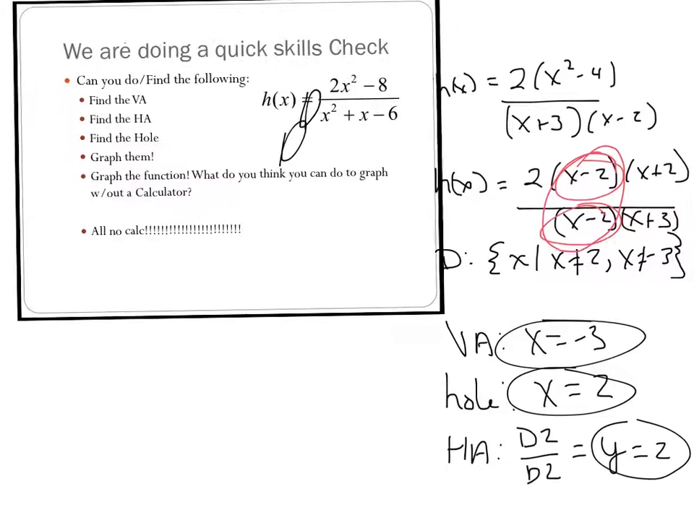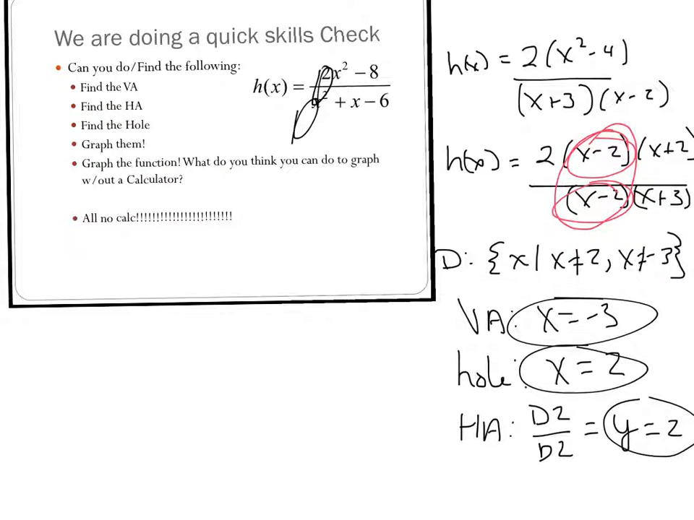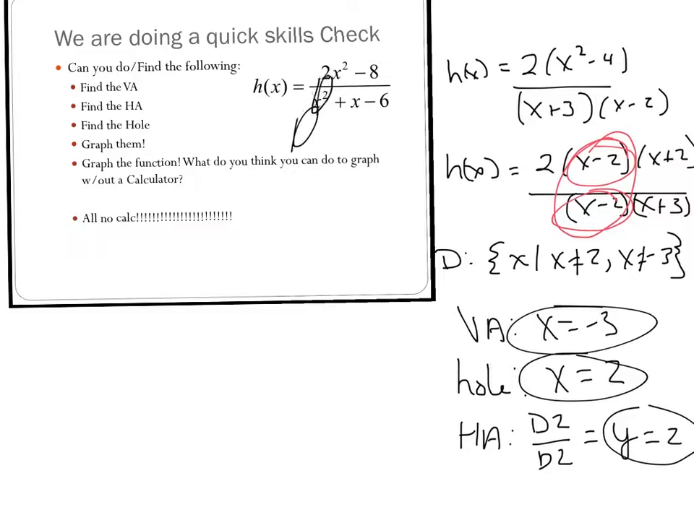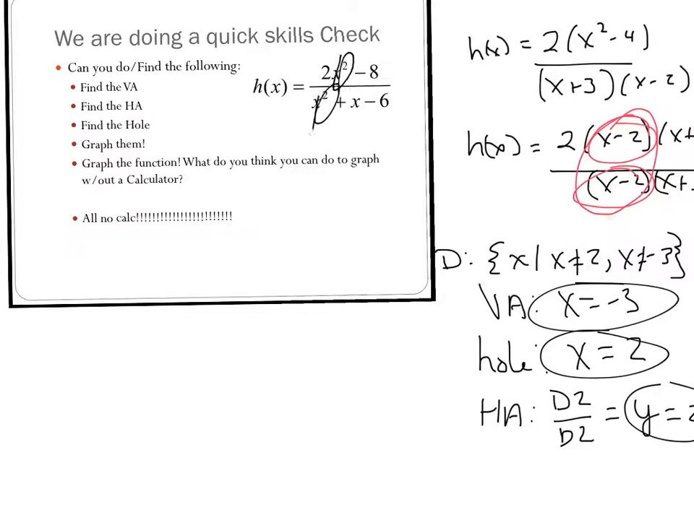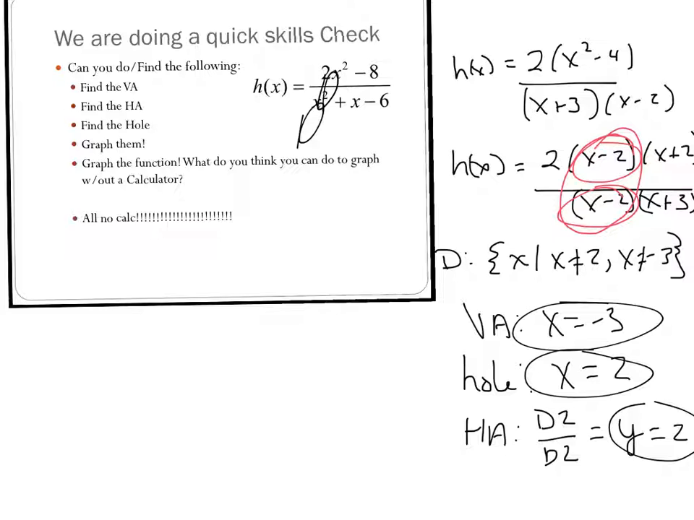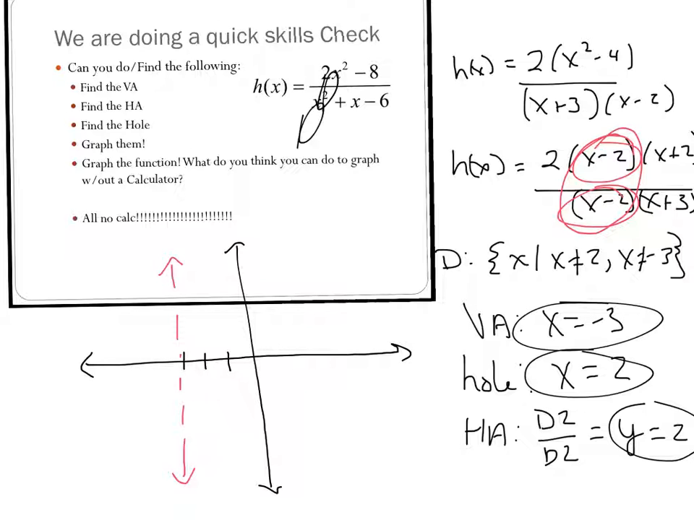So I'm going to draw a really generic graph here, and just put in these pieces and then see if I can actually graph what the function looks like, and talk about how we could do that without a calculator. I'm going to graph the vertical asymptote first. That's at -3, so we have a vertical dashed line. And I'm going to graph the horizontal asymptote, which is at y is equal to 2.